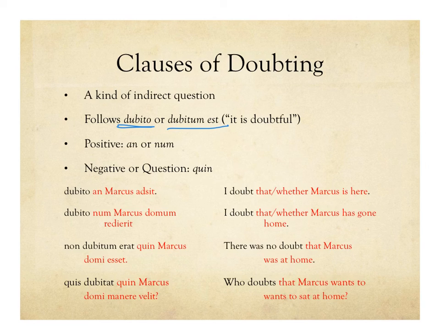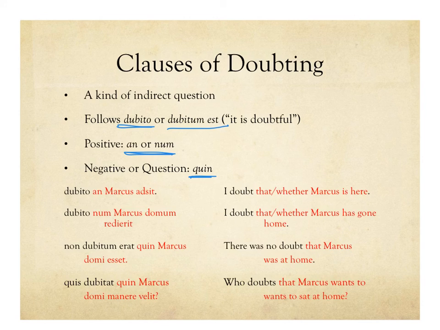Positive clauses of doubting are introduced by either an or num. So you can see this is why I say it's really a variety of an indirect question, because it's like these whether questions. Negative ones or questions that involve dubito are followed by quin, not unlike prohibitions. And so let's take a look at this.